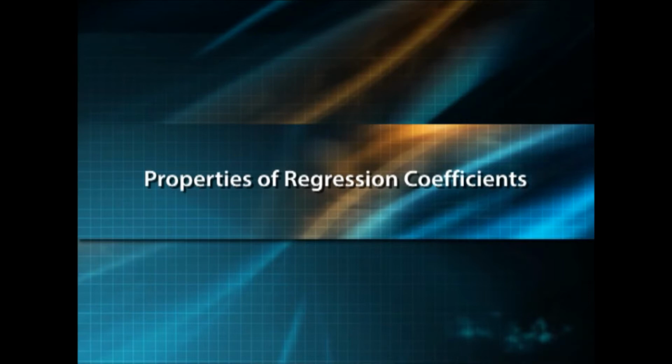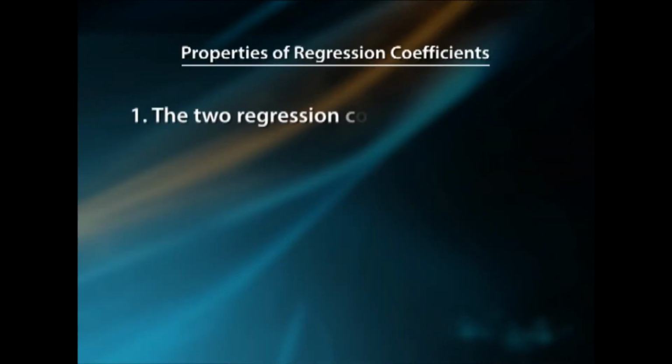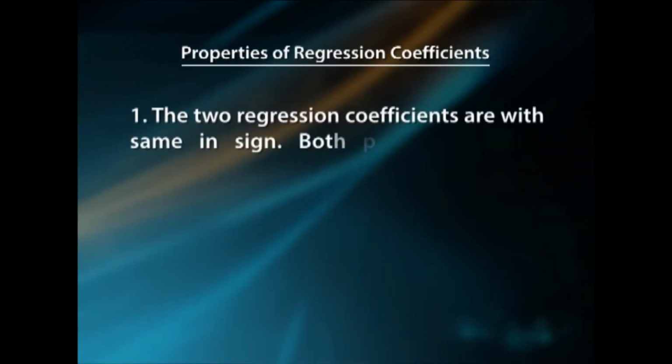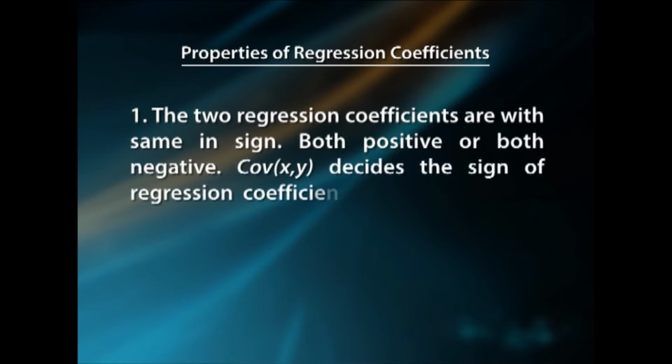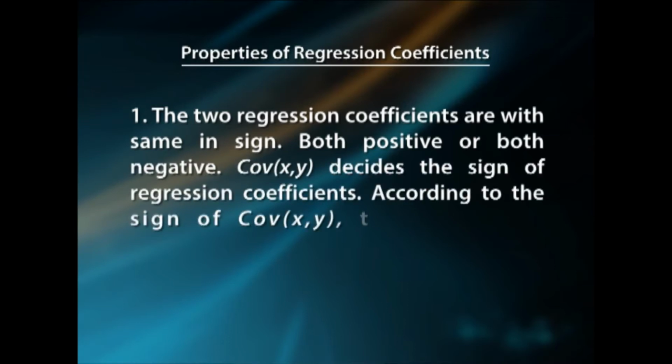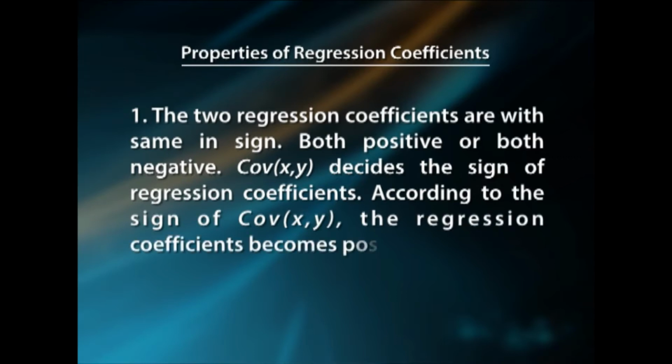Properties of regression coefficients. 1. The two regression coefficients are the same in sign, both positive or both negative. Covariance of x y decides the sign of regression coefficients. According to the sign of covariance of x y, the regression coefficients become positive or negative.